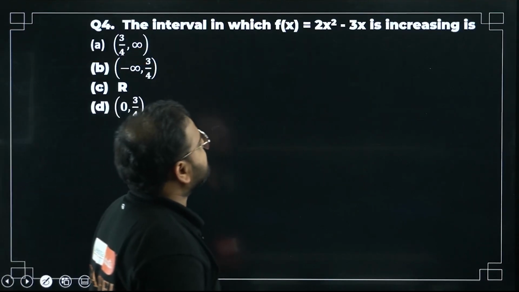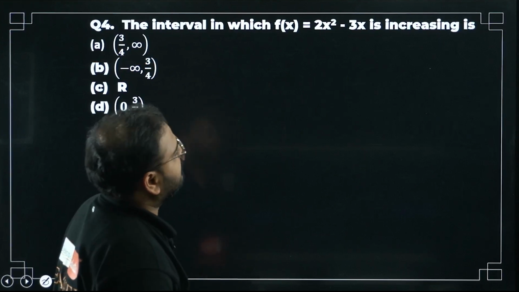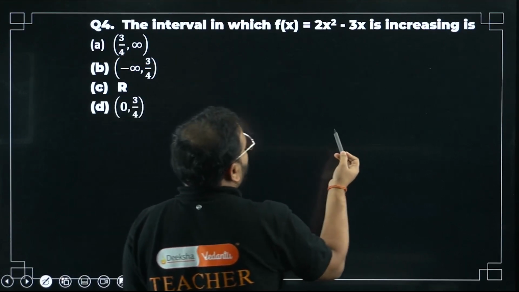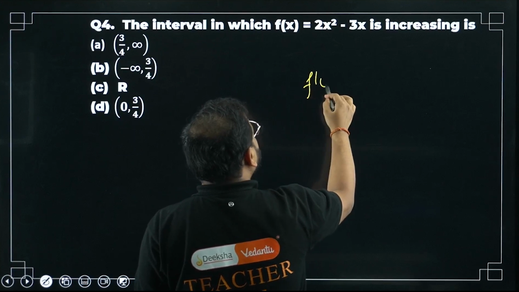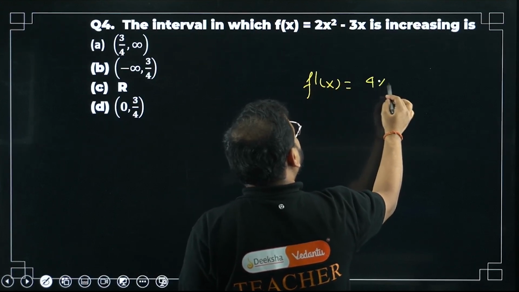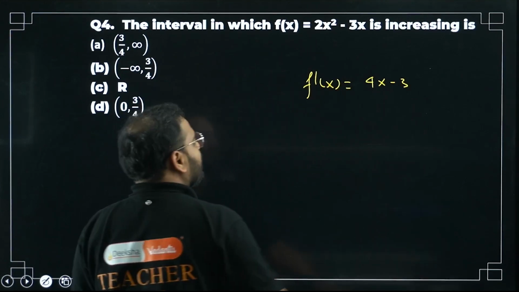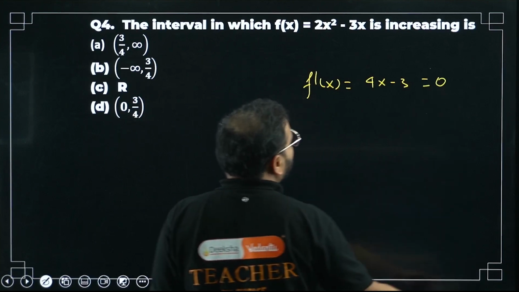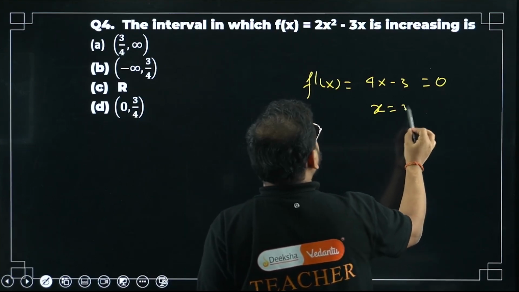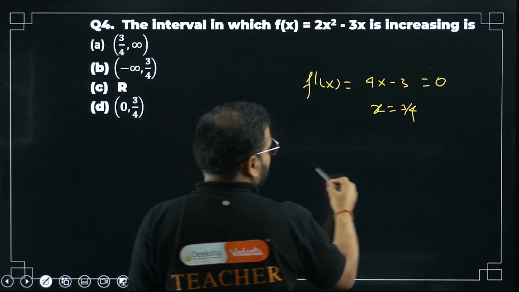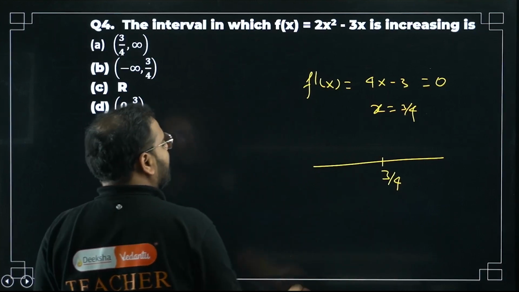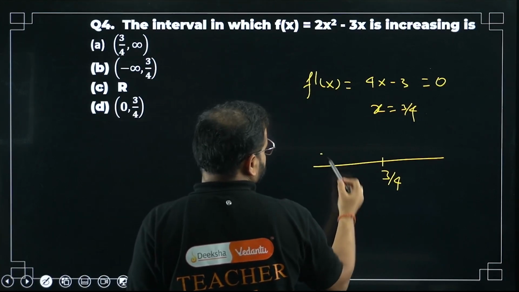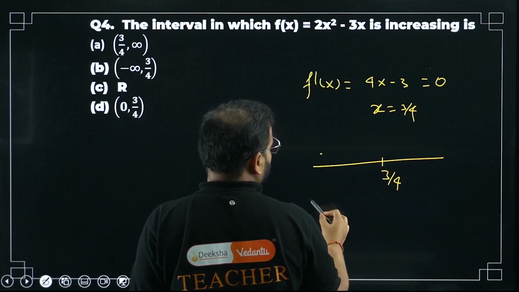Interval in which f(x) is increasing again. So we have to take the derivative to find the critical point. Please check here. So let's find f dash of x: 4x minus 3, put it equal to 0. To find the critical point, I'm getting x as 3 by 4. Plot 3 by 4 on the number line. Take a number before this value. I can take x equals 0 over here.